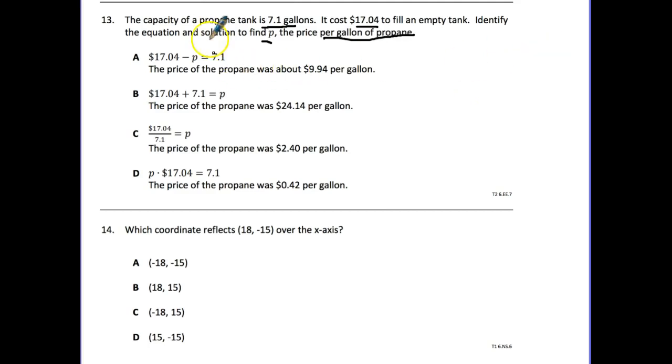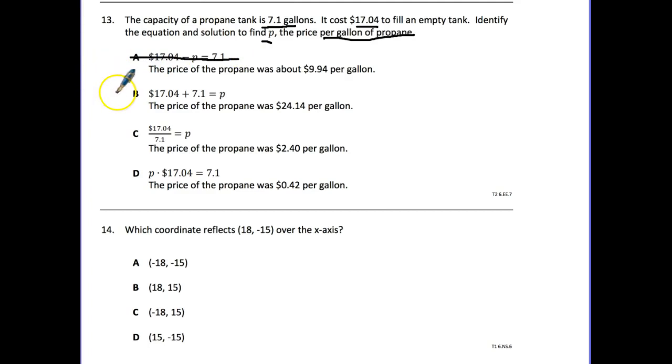Okay, so I'm looking at this first one. $17.04 subtract P equals 7 1/10. The price of propane was about $9.94 per gallon. And I'm looking at the way that this is written here. I am not agreeing with this whatsoever. You know that this is the cost to fill an empty tank. And we are trying to find out the price per gallon of propane. This is not leading you to the price per gallon. So absolutely not.